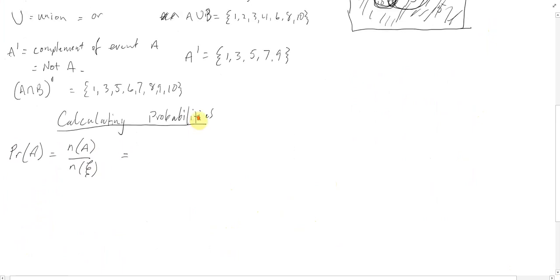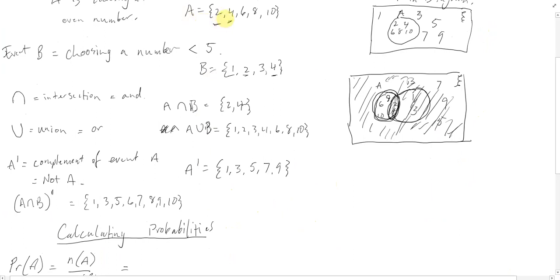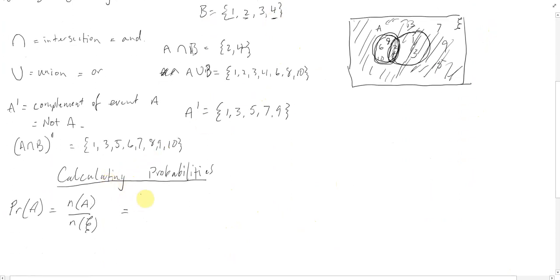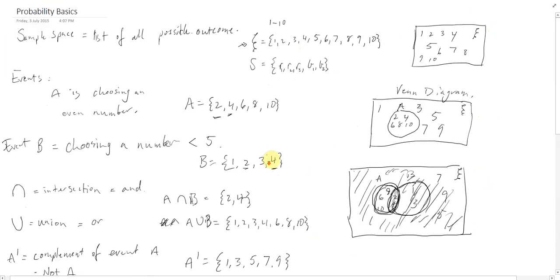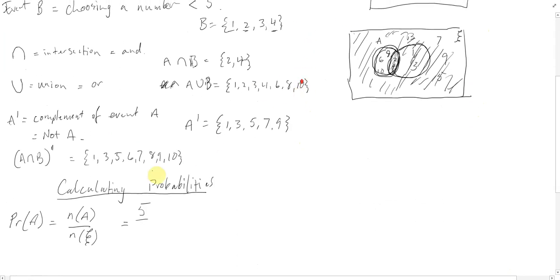So let's go back and look at how many things are in event A. Well, here's event A. We've got 1, 2, 3, 4, 5 elements in there. So the number of elements in event A is 5, divided by how many elements are in the total sample space. If we count them up, you'll notice that we have 10 elements in there. So that will be 5 divided by 10, which obviously simplifies to a half. And that makes sense because event A was the probability of choosing an even number. So obviously it's going to be a 50-50 chance there.